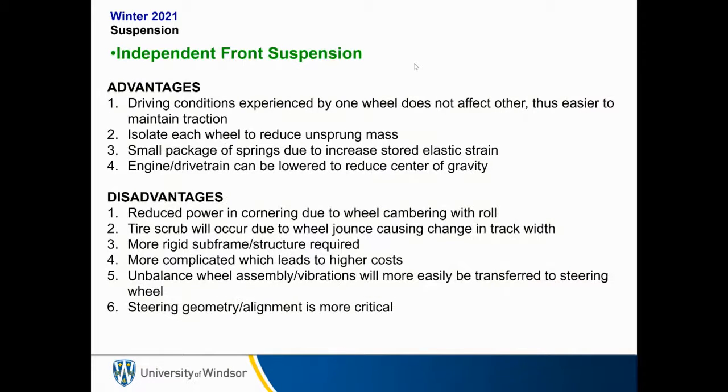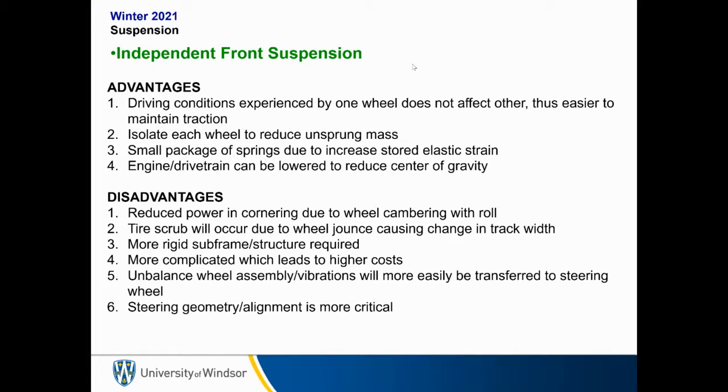Okay, so what we just talked about for leaf springs leads to what's called a dependent suspension. As I said, because it's a solid axle, if one wheel experiences a jounce or a bump, the other wheel has to move up because they're connected with a rigid axle.